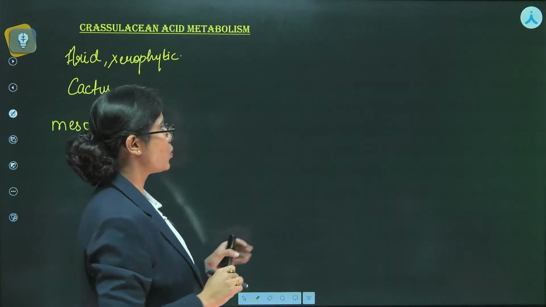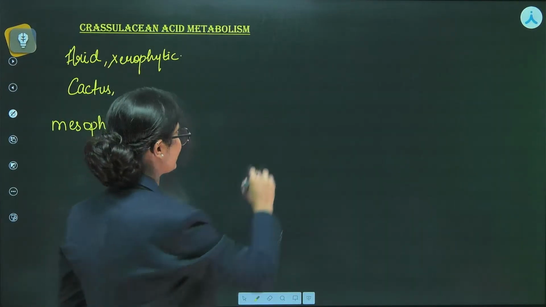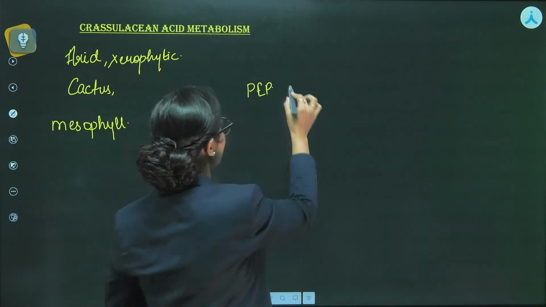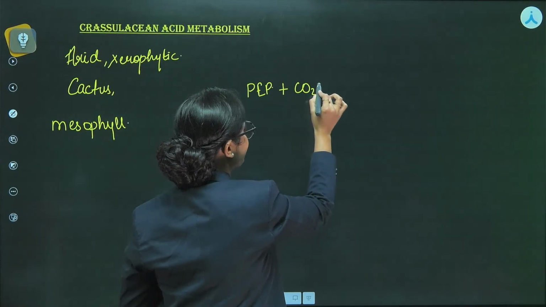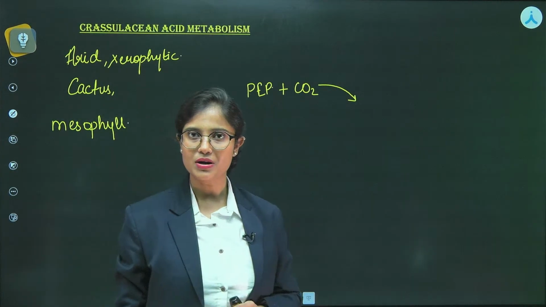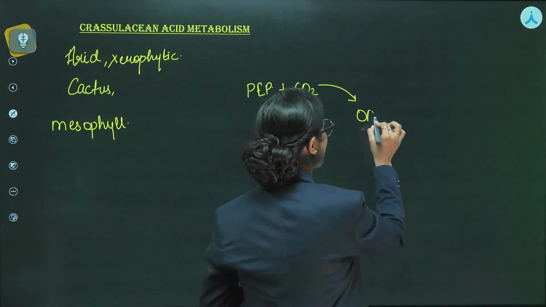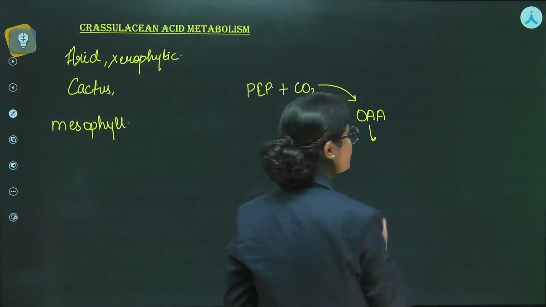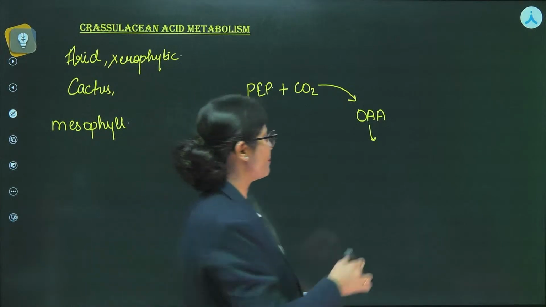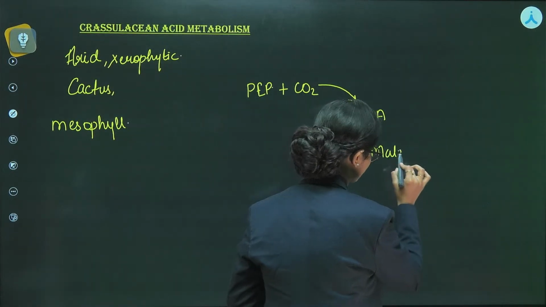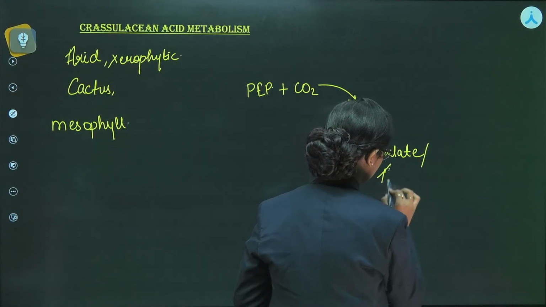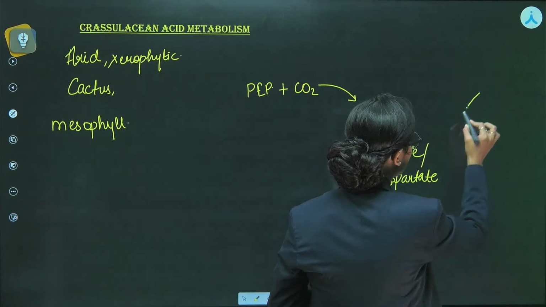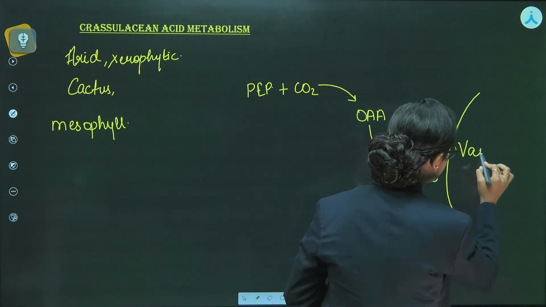In CAM plants, what will happen? Carbon dioxide get fixed. The primary CO2 acceptor is PEP. Here, carbon dioxide get fixed in the presence of PEP carboxylase and get converted into oxaloacetic acid. Now, this oxaloacetic acid get converted into another 4-carbon compound, that is malic acid, malate or aspartate. And these get accumulated in the vacuole of the plant.